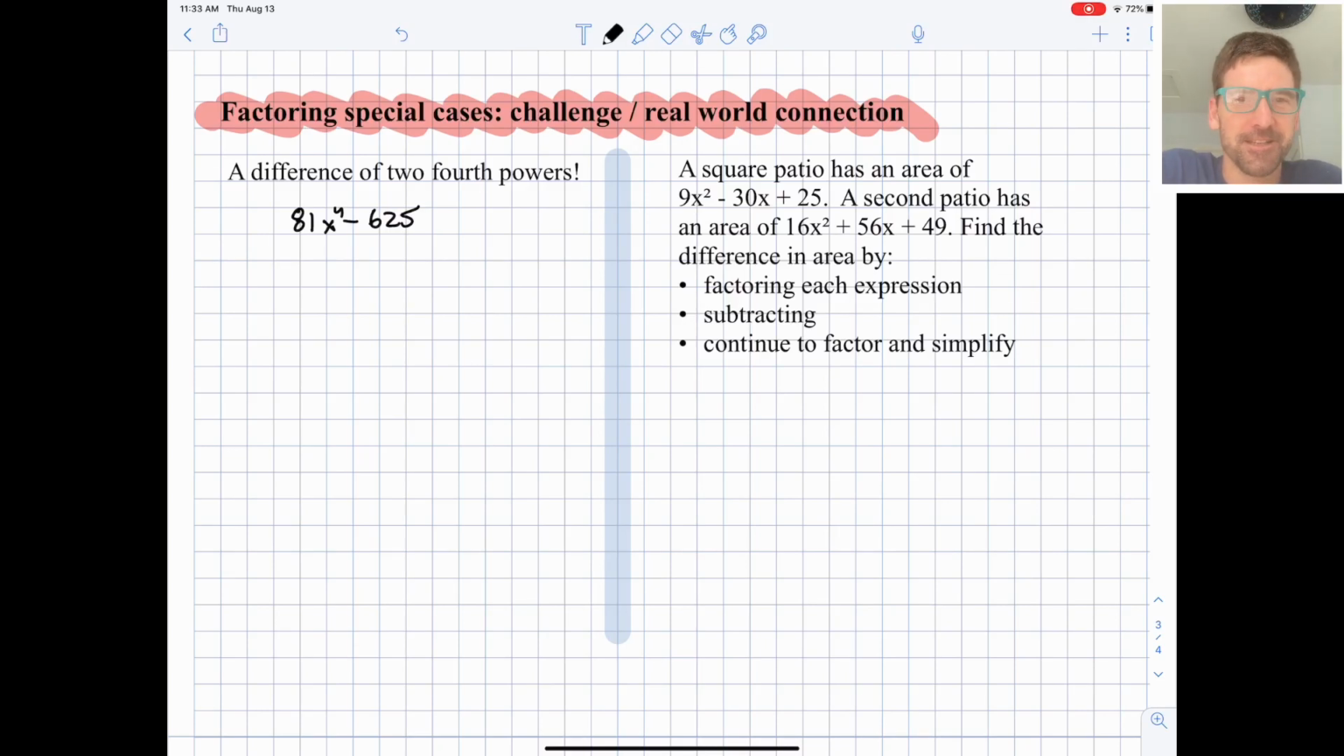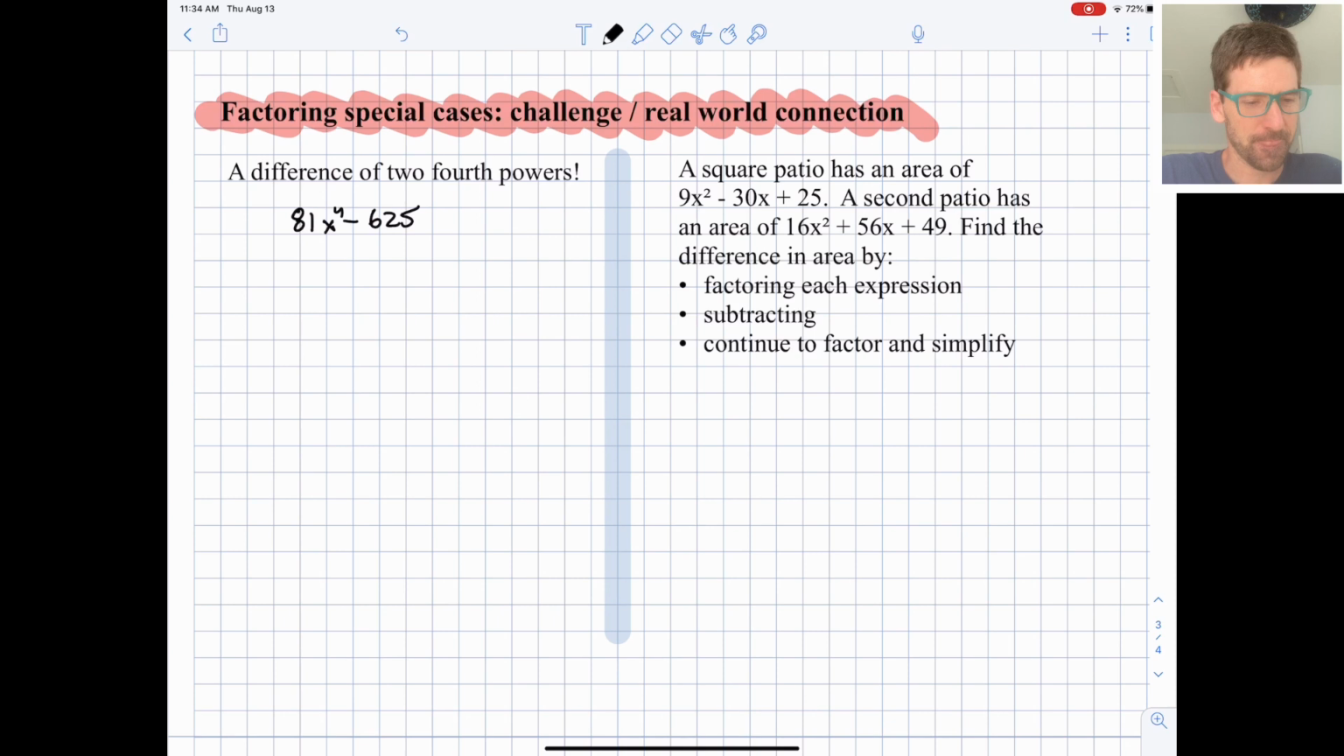All right, this is a challenge video on factoring special cases in our unit on polynomials and factoring. I encourage you to pause this video, try these on your own, and then follow along and see how you did. So the first one, the one on the left, is a difference of 2 fourth powers. Yikes, so we know how to work with a difference of 2 squares. How do we work with a difference of 2 fourth powers?